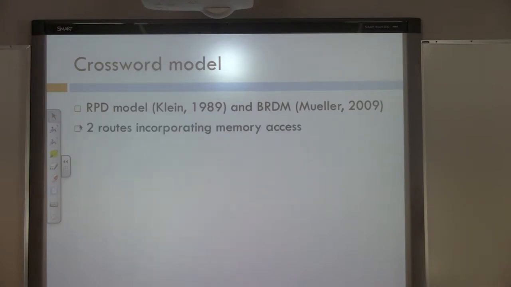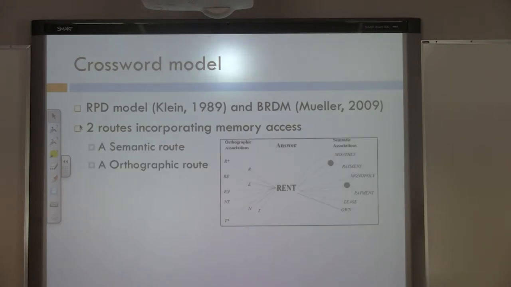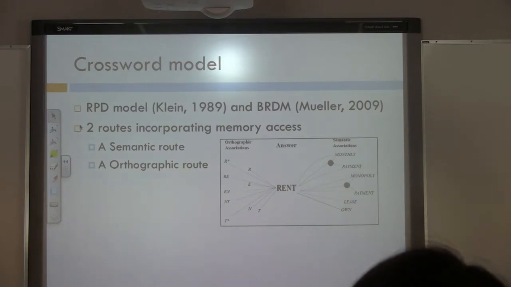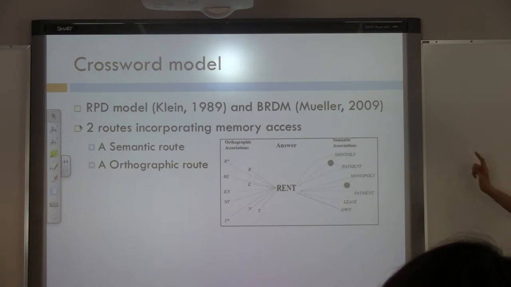And we propose that there are two different routes incorporated in this kind of memory access, which are the semantic route and the orthographic route. So, for example, if the answer is the word rent, the semantic association is the monthly payment, and the orthographic association might be R-E-N-T.